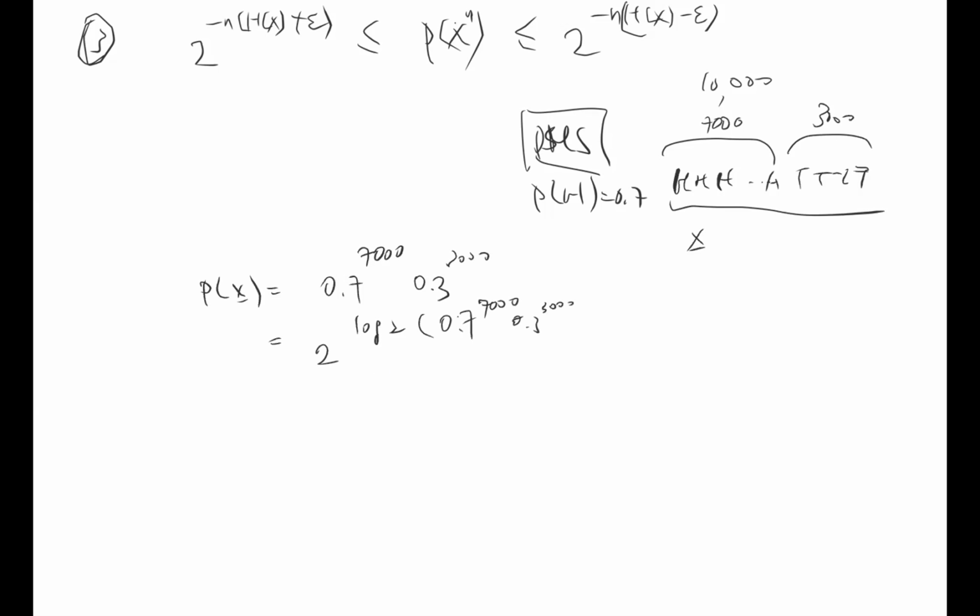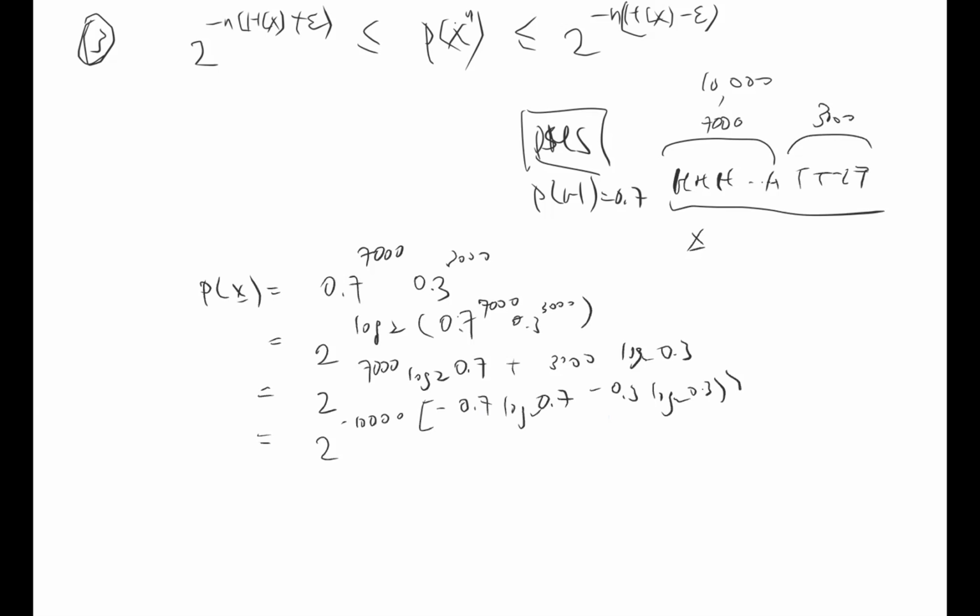Because the log of a product is the sum of logs, I have log 2 of 0.7, and the power will pull it down with 7,000 here, plus 3,000 log 2 of 0.3 here, and that's equal to 10,000 times, with a minus sign here, 7,000 over 10,000 which is 0.7, so 0.7 log 2 of 0.7 plus 0.3 log 2 of 0.3 here, right?